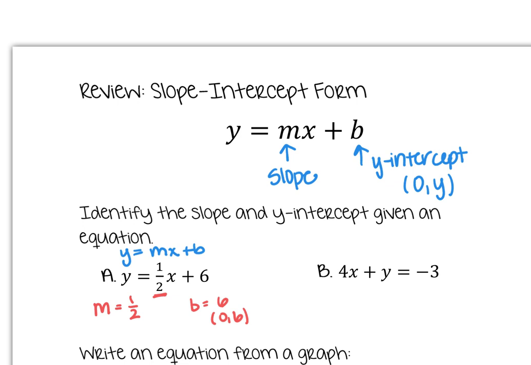On letter B, it's a little bit more challenging because that equation is not written in the form y equals. So in order to get it in a y equals form, I would have to subtract 4x from both sides. Then I would have y equals negative 4x minus 3. So in this situation, my slope is negative 4, and my b value is negative 3, or 0, negative 3.